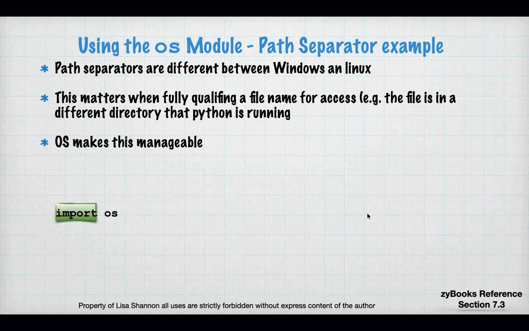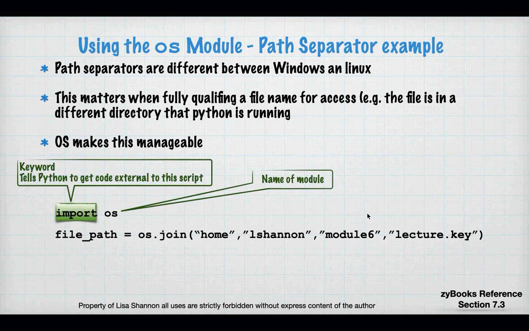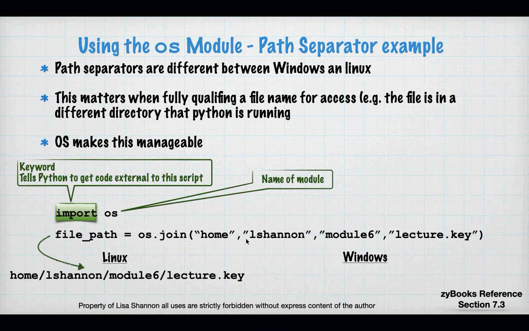So I have import. Import is a keyword. It tells Python to go out and get the code that is external to the script. I have the name, in this case, it's OS. I'm going to create a file path. So in this case, I have os.join. Join is not like joining a list. Join in this case on the OS module basically says, given whatever operating system I'm on, and by the way, I don't have to know it, put the right path separators in so this works on whatever operating system I'm using. And so there's Linux and Windows, and if the same code were running on Linux, it would do that, and if it were running on Windows, it would do that. So that's what something like OS can give you.